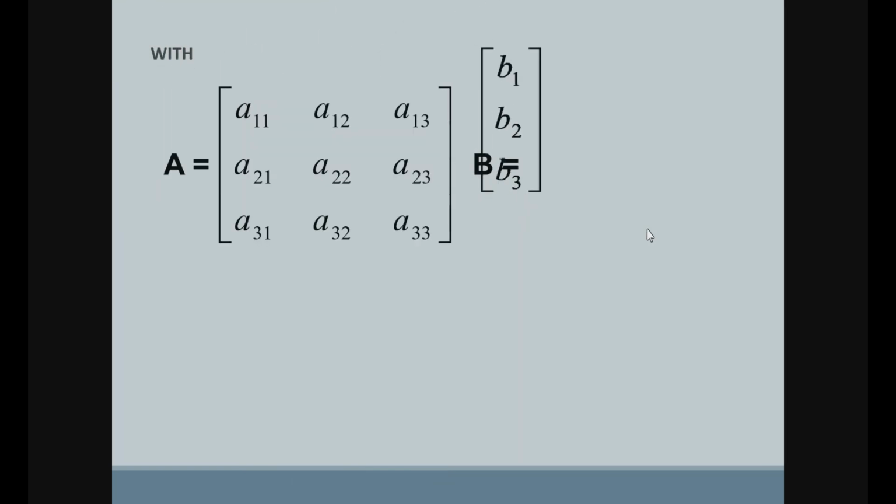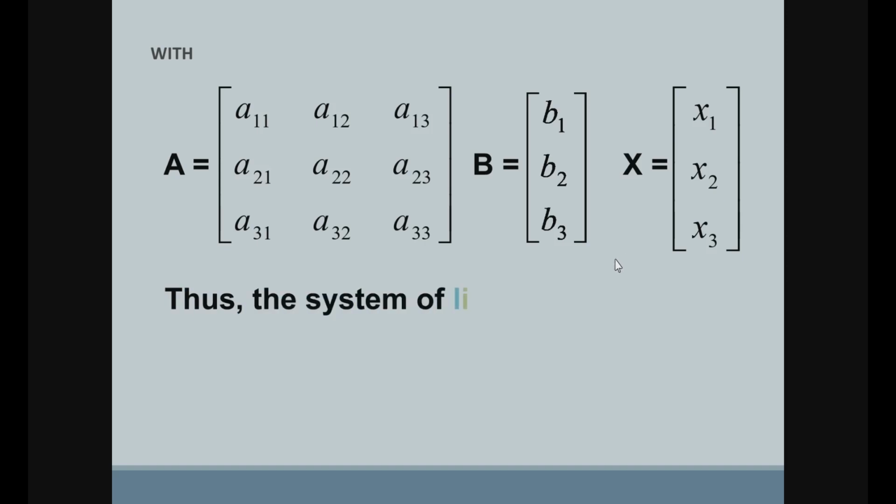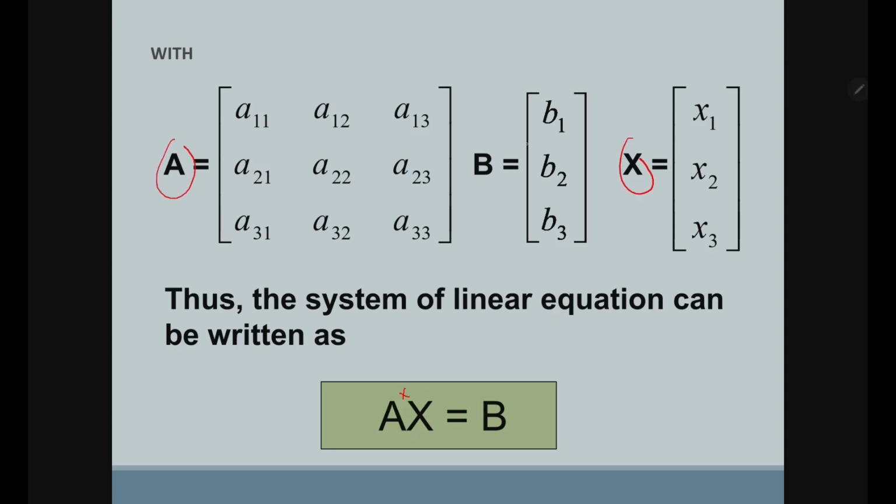Which is A and B, X: x1, x2, and x3. Thus, the system of linear equations can be written as A times X equal to B. Okay, this one, A times X equal to B.